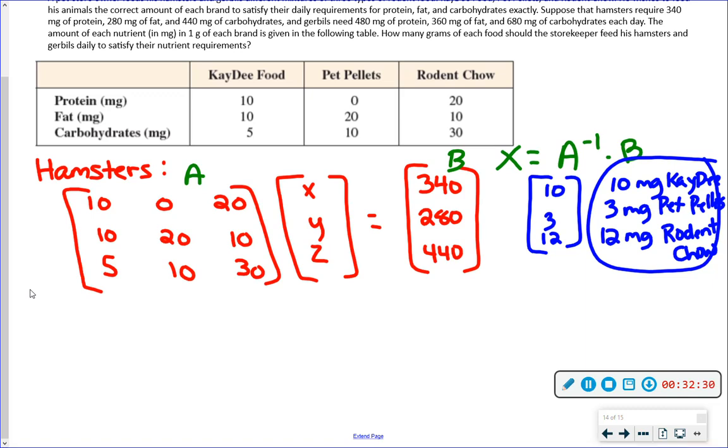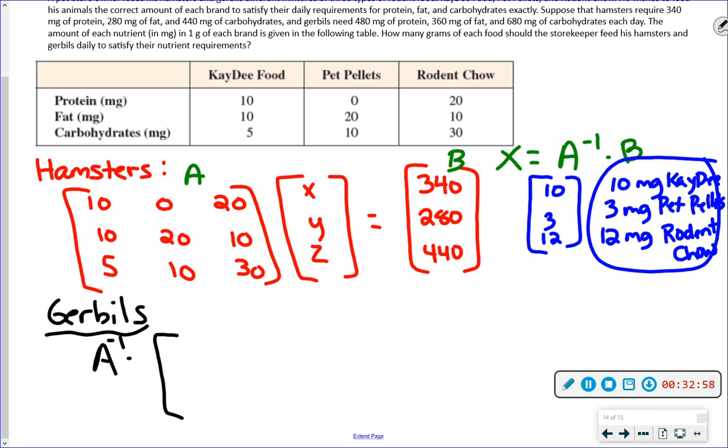Okay, gerbils. But I think we can do it without a whole lot of work. Because for the gerbils, is this A matrix going to change? No. You already have it typed in. Keep it. I'm not even going to rewrite it. Do your inverse on it, of course. But our B matrix changed. How much the gerbils require is different. Did I scroll it off? No, it's still up there.